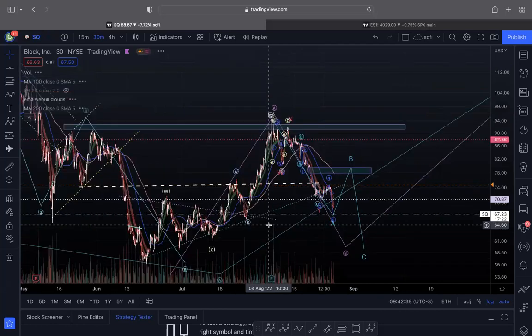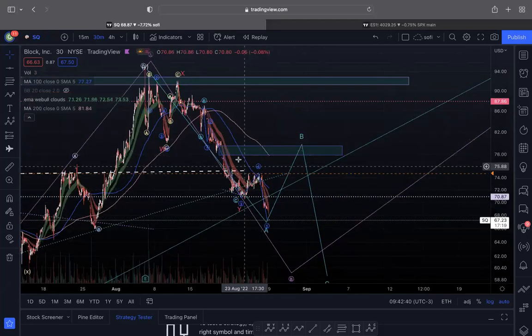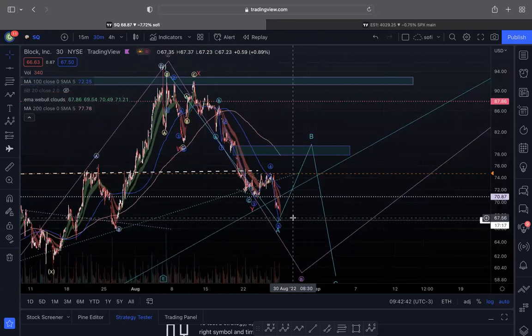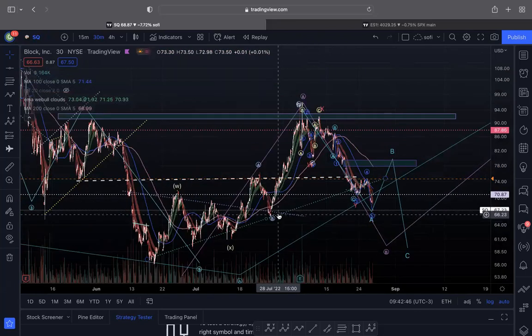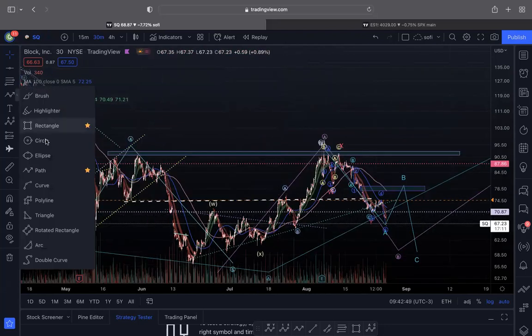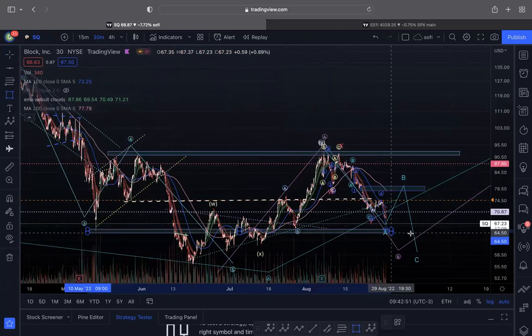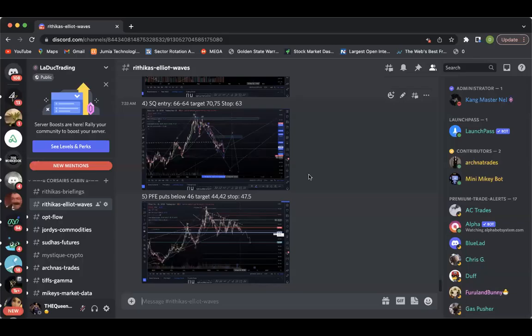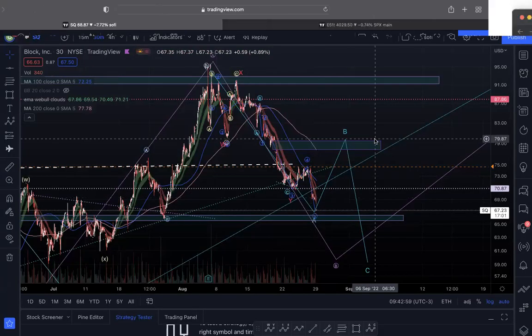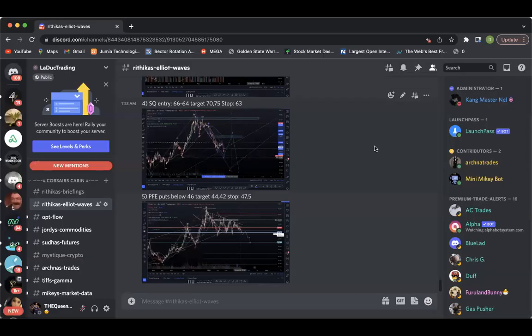Square again, right? You can see that in a WXY wave, you can count 1, 2, 3, 4, 5. Bit of a messy chart, but ultimately I want to point out that this area right here is an area of demand, right? You can see right here, every time we've hit this level, we bounced out. So I can definitely see Square entry from 66 to 64, target 70, 75, right? Into this gap fill is 78, stop 63.